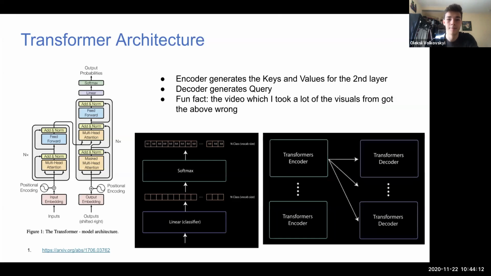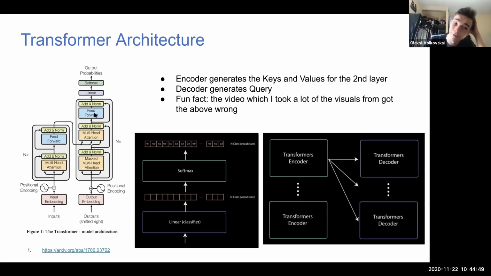Okay, and so the way the encoder works, the way the encoder helps the decoder is that the encoder generates the keys and values for the second layer. You can see the two little lines are fed into this attention part. The encoder tells you the values you want to select from, the values you want to apply attention onto, and the keys, and the decoder generates the actual query.